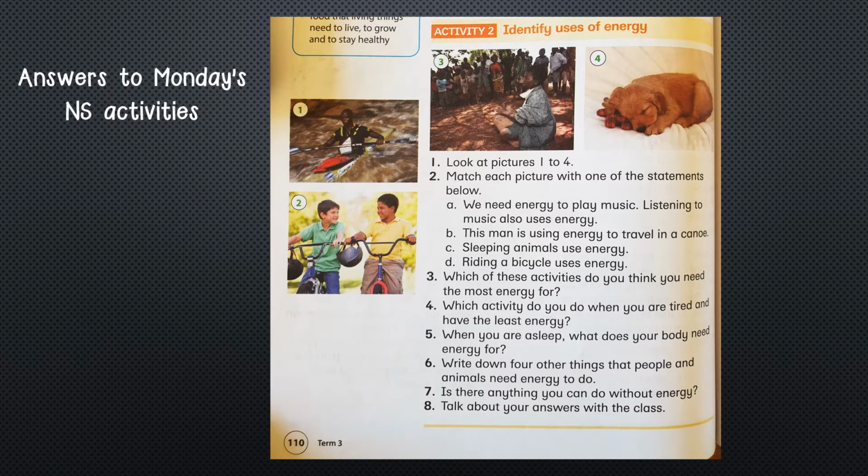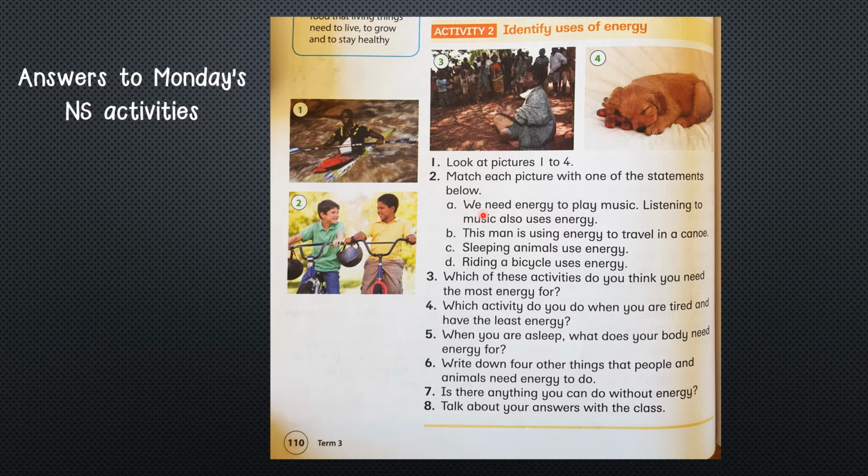So on page 110 of your NS textbook, you had to answer activity 2, which says identify uses of energy. Question 1 says, look at pictures 1 to 4. You did not have to write this question down as this did not require an answer. So we have pictures 1, 2, 3, and 4 that we needed to look at in order to answer the questions. And number 2 says, match each picture with one of the statements below.